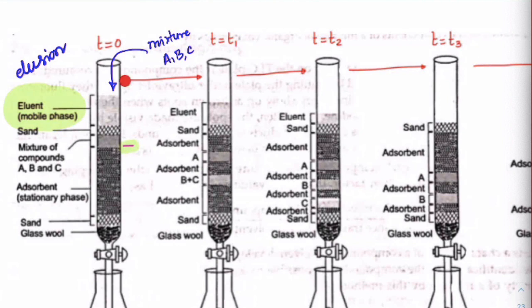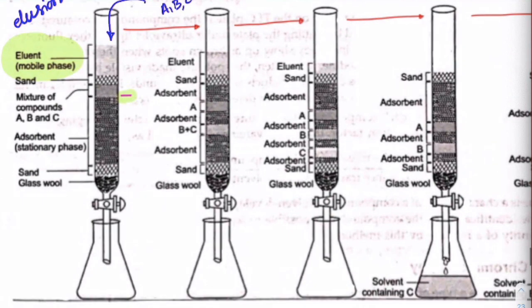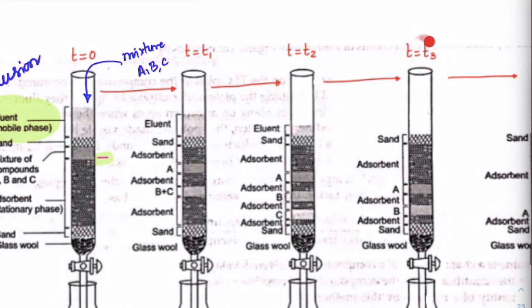See what is happening over time now. As you added the mixture, there would be some part which will be passing through. Out of A, B and C, A got separated here only. A is not moving. Then B and C started moving. After some more time, B got separated and C is still moving. C keeps moving over time, and finally C will come down into the solvent. Is this clear, everyone?